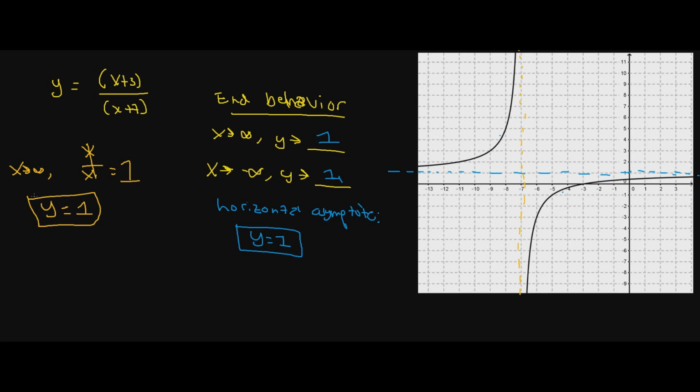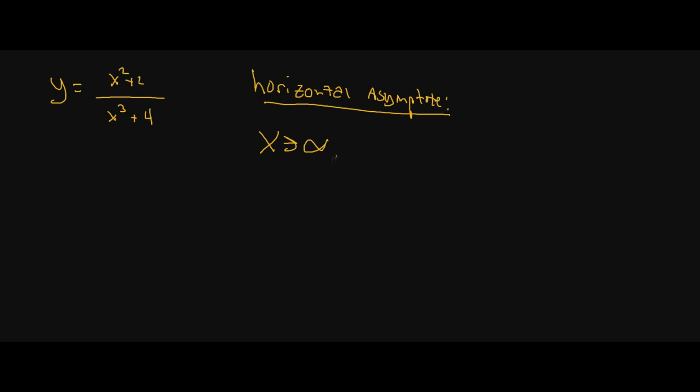All right, why don't we go ahead and try to make sense of this with another example. Let's say we have a very similar function: x squared plus 2 divided by x to the 3 plus 4. Again, we want to find our horizontal asymptote. That's asking what happens to our y values as x gets really big. And generally, we also ask what happens as x gets really big on the negative side.